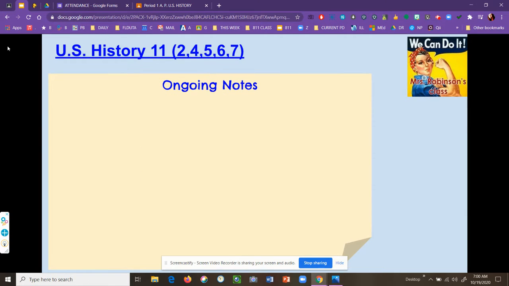As far as notes, we just finished our first standard, 11.1, which was reviewing the Constitution and then the Civil War, which we just completed. That was 11.1. So your new notes are going to be labeled differently. They're going to be 11.2.